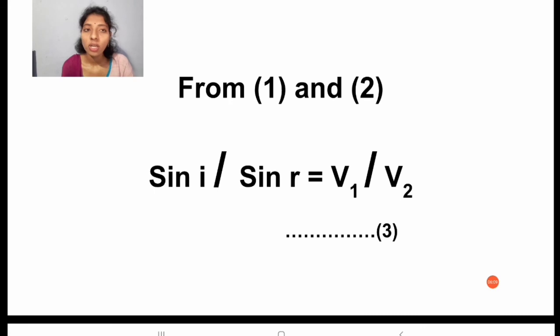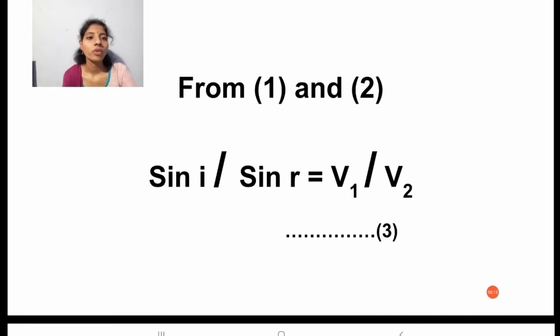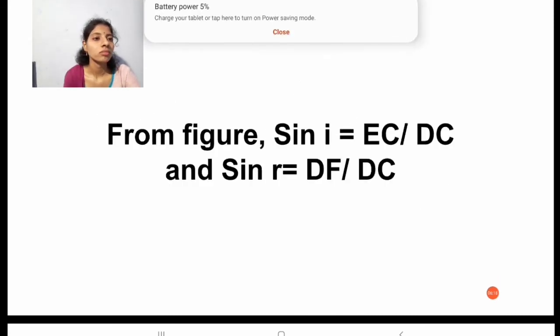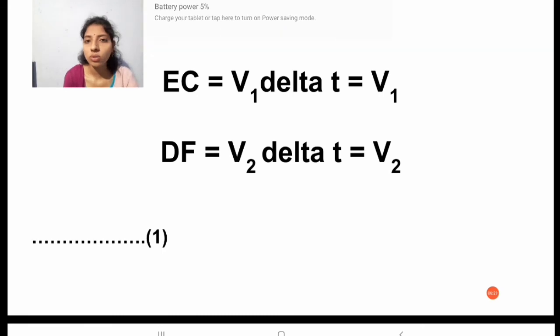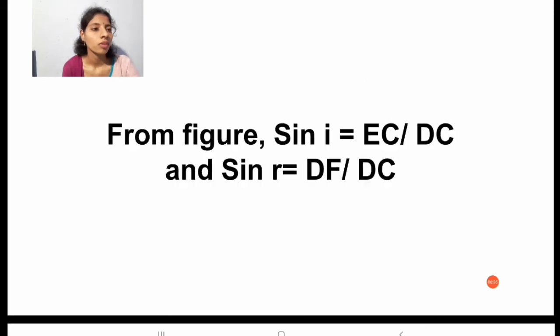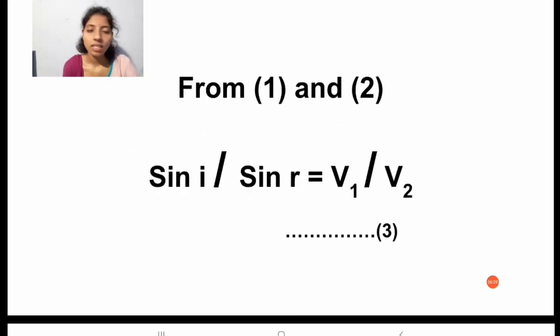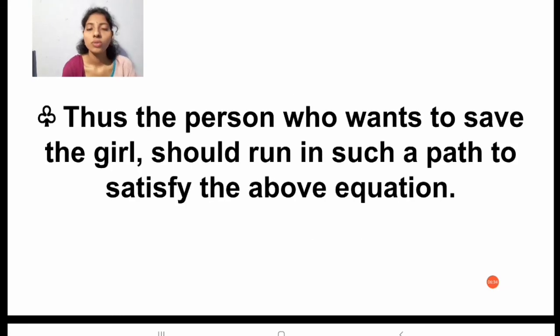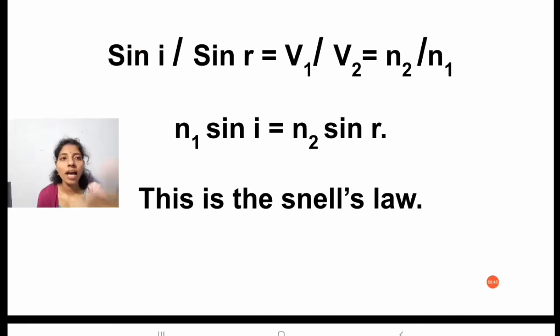From 1 and 2 we can write sin I by sin R equals V1 by V2, as we know that EC equals V1 delta T and DF equals V2 delta T. Thus the person who wants to save the girl should run in such a path as to satisfy the above equation: sin I by sin R equals V1 by V2.